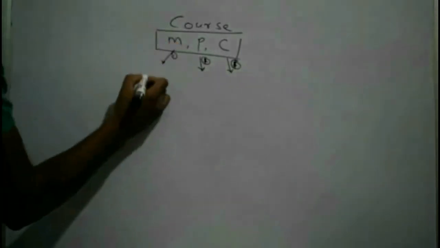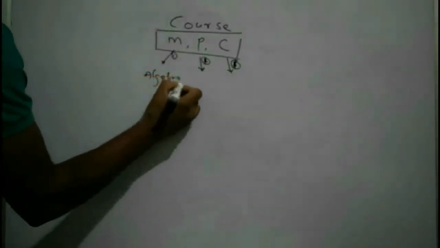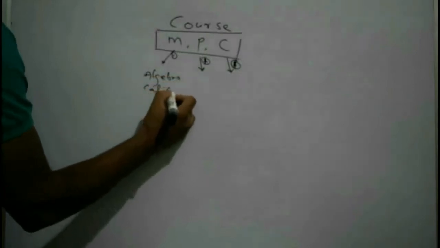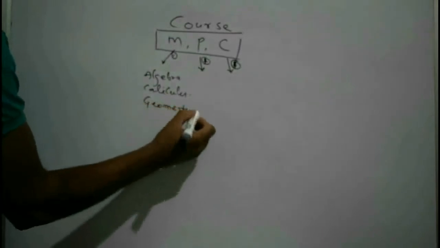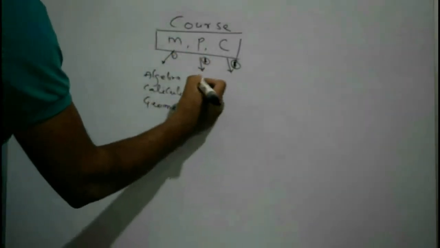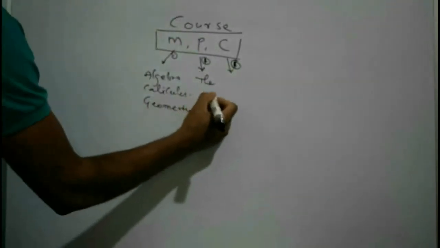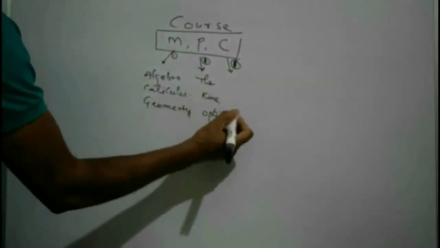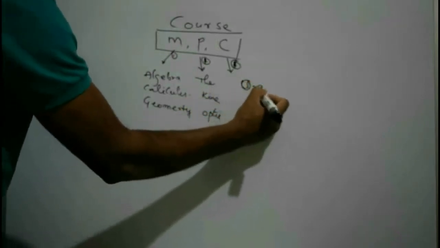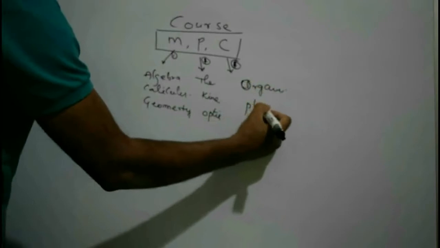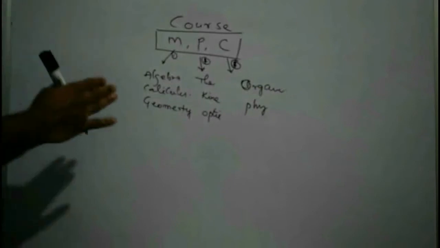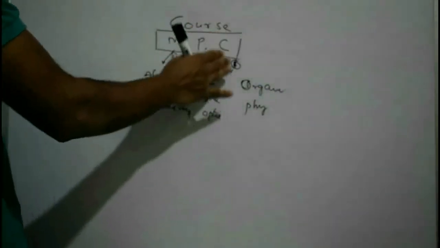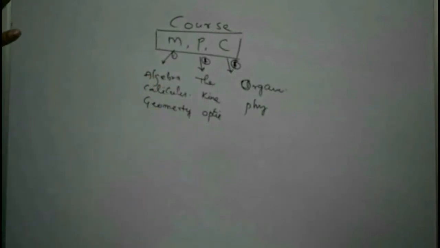So let us suppose in maths we have algebra, calculus and geometry, that is 3. Like this in physics we have something like thermodynamics, kinematics and optics. Okay, in chemistry we have 2: organic chemistry and physical chemistry. So out of these he has to select one from each group, from maths 1, from physics 1 and from chemistry 1. So now how many possibilities, how many choices does that student have?